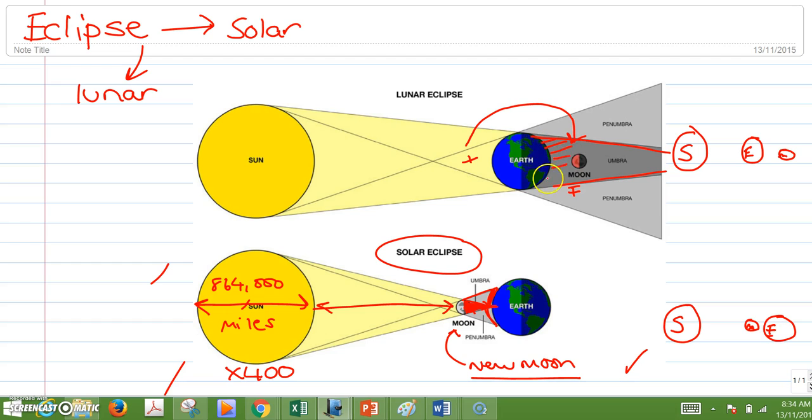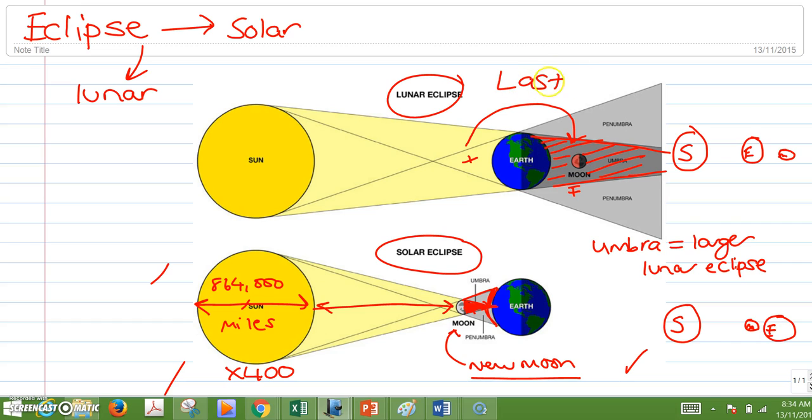So this area here, if we think about it in terms of size, when that moon is moving, because the umbra for a lunar eclipse is much greater, so this is the big thing, the umbra is larger in diameter for a lunar eclipse, which means that a lunar eclipse is going to last much longer. Because this moon here is orbiting Earth, and once the moon gets into this section here, it still has to move and keep orbiting around the Earth.